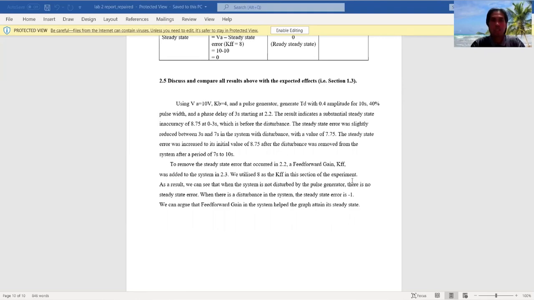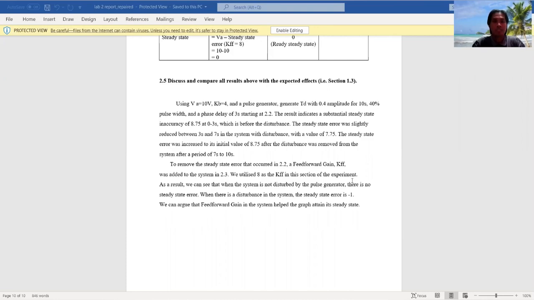The result indicates a substantial steady state inaccuracy of 0.85 from 0 to 3 seconds, which is before the disturbance. The steady state error was likely reduced between 3 seconds and 7 seconds in the system with disturbance. With a value of 7.75, the steady state error increased back to its initial value of 8.75 after the disturbance was removed from the system, from 7 seconds to 10 seconds.